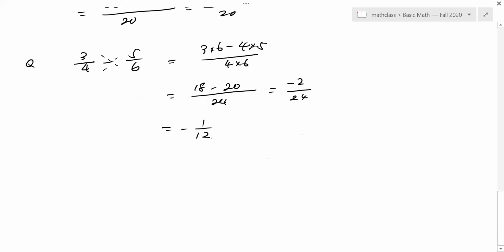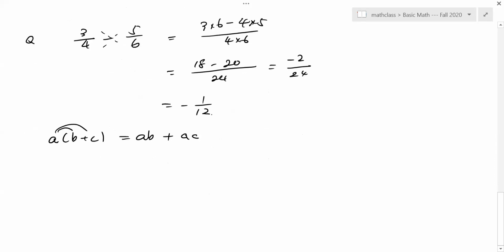Now I want to talk about the algebraic rule. That is a times (b plus c). If you multiply this out, it is ab plus ac. Similarly, (b plus c) times a, you can do that. That is ba plus ca.